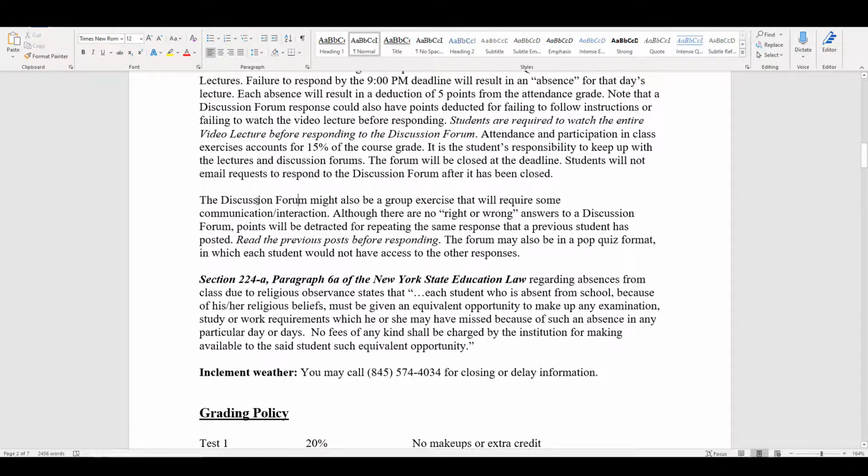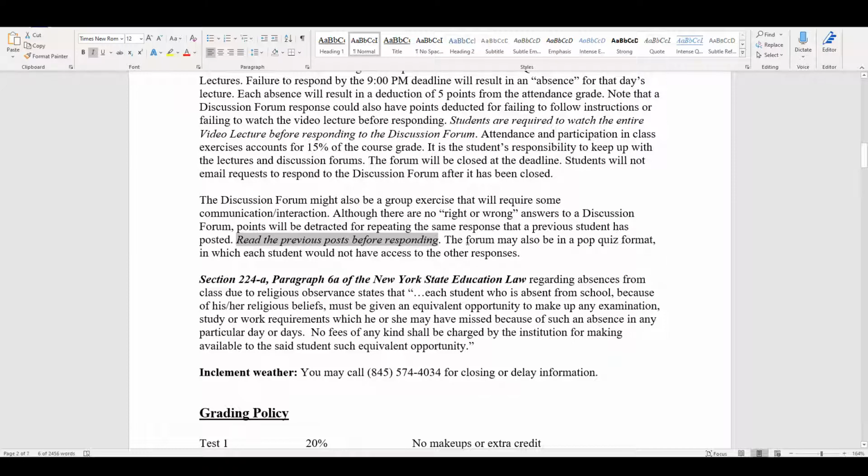The discussion forum might also be a group exercise that could require some communication or interaction between students. Now, there's no right or wrong answers to discussion forum questions, but points could be detracted for just repeating what somebody else has already posted because you didn't read it. So this is also very important. Read the previous posts that have already been put there on Blackboard before you make your response so that we can improve the variety of the responses and avoid repetition.